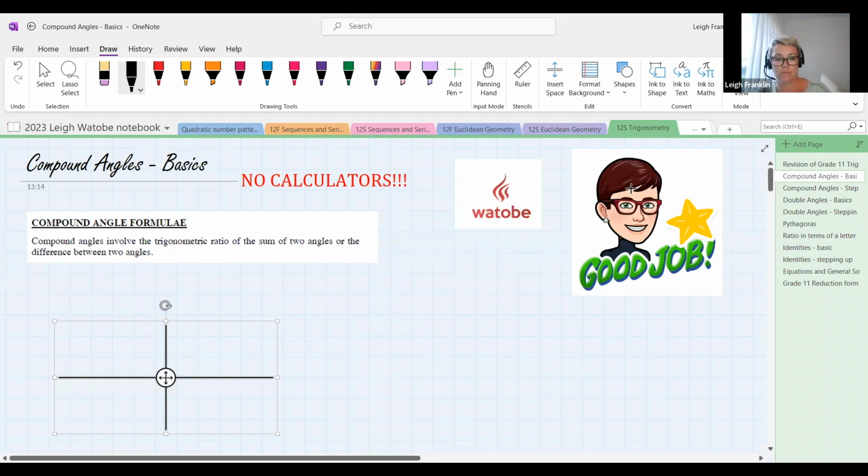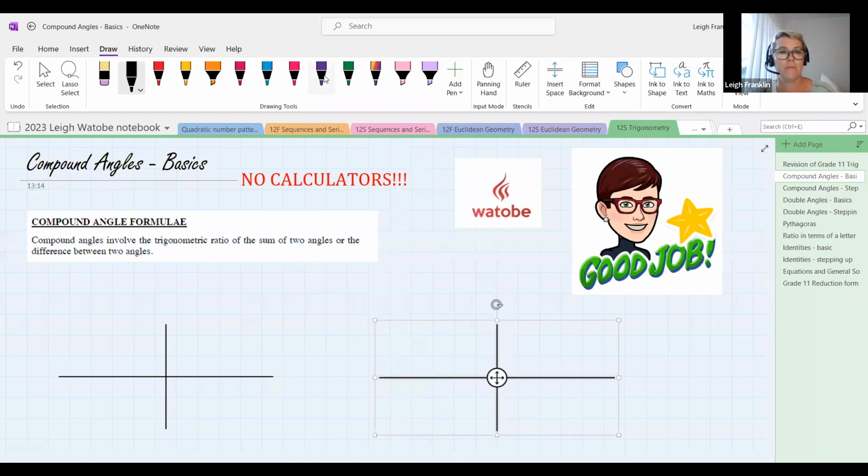I might be very wrong right now, but I'm guessing that a compound angle involves the trigonometric ratio of the sum of two angles or the difference between two angles. Okay, absolutely. So it's either two angles added together or one angle minus another angle. Good, well done. How those angles are created on the Cartesian plane would be as follows.